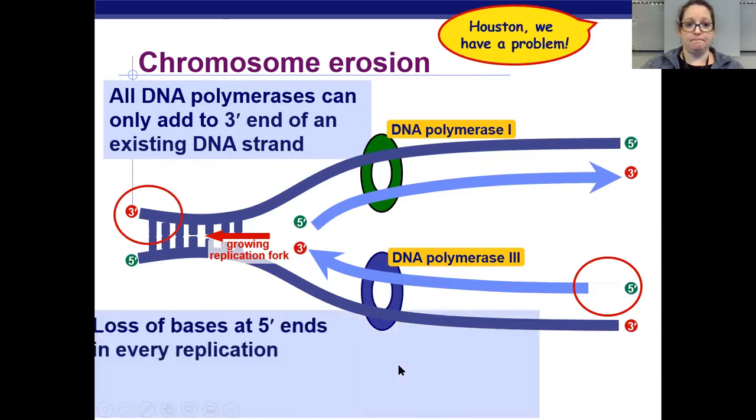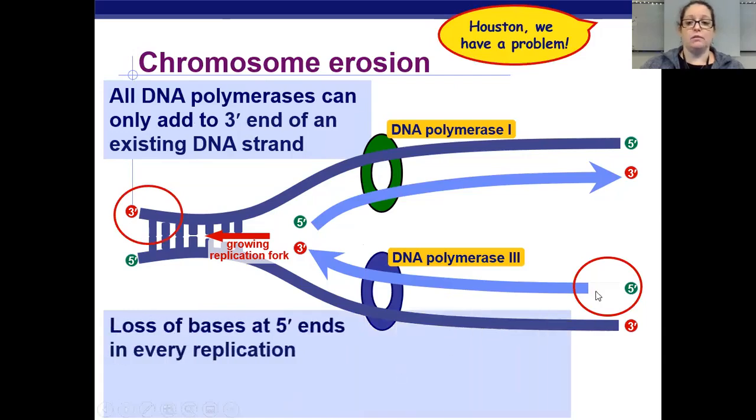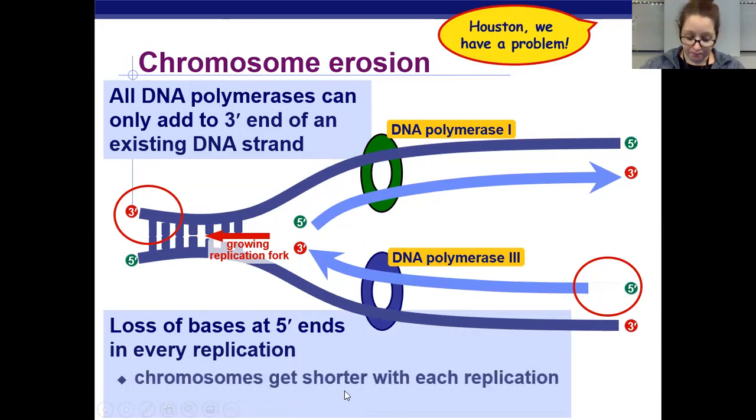Okay, I've already said that. So they want to know, what's going to happen here? What's happening now? At the very end of our DNA, we lose bases because we cannot build 5 to 3 at this very, very tip and replace those RNA primers. So our chromosomes get shorter with each replication.